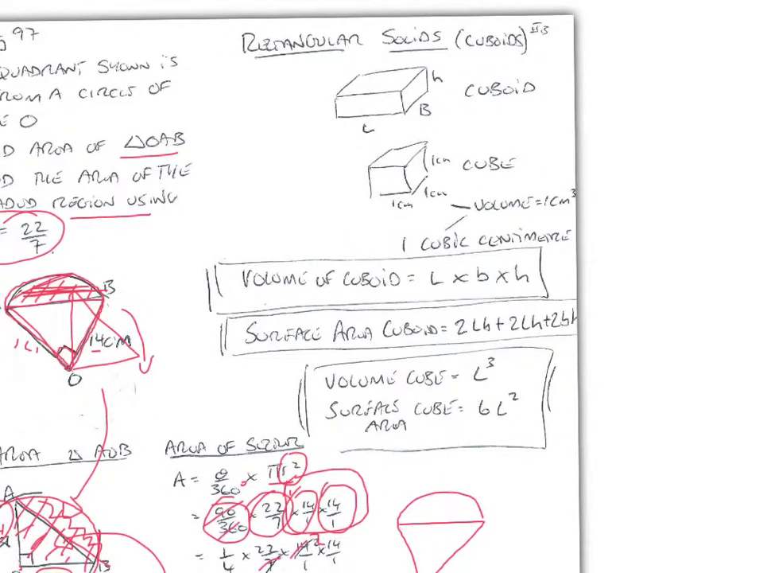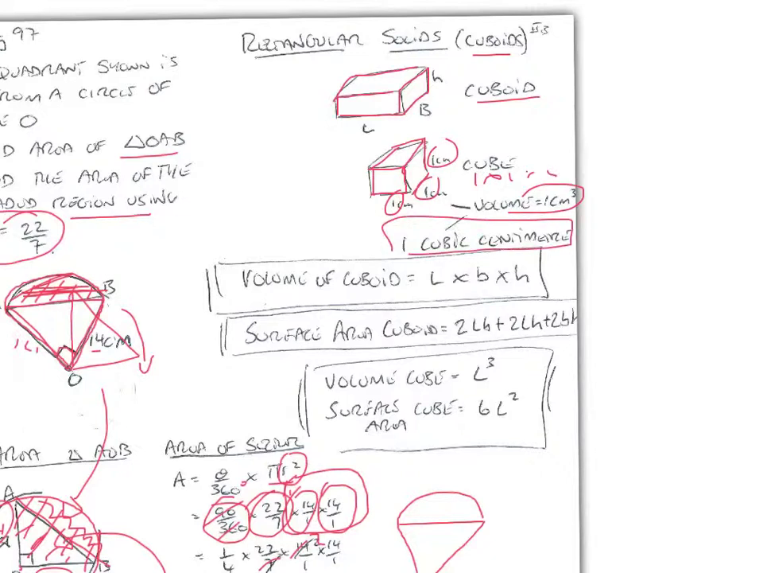Okay, now mention of rectangular solids, otherwise known as cuboids. So here's one here, length, breadth, height, okay, like a box. And here's a cube, and this is a cube because each side is 1 centimetre in length, and the volume of that would be 1 by 1 by 1 cubic centimetre.